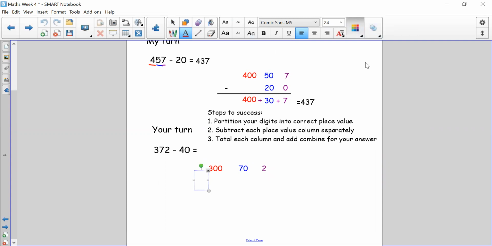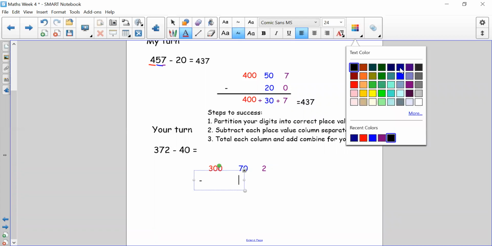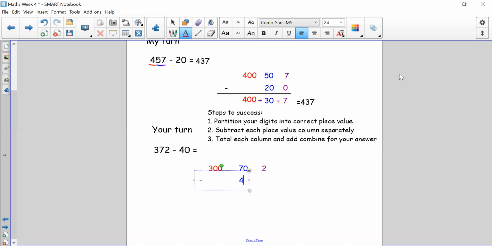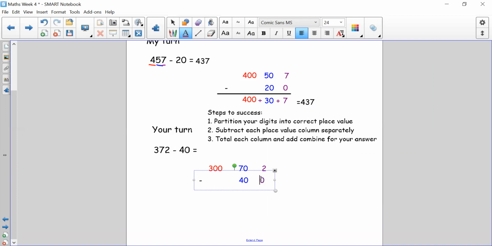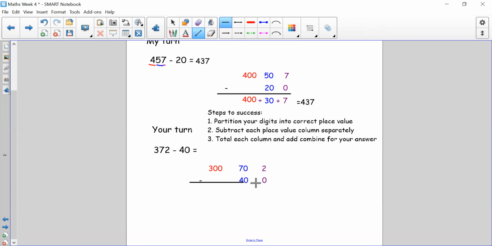I need to subtract, let's take away, I need to subtract 40. So I'm going to go to my tens column and type in there 40, making sure I keep my tens underneath each other. I don't have any ones to subtract this time, but I'm going to put a 0 in there because I like putting a 0 in there. Okay, so let us do our calculations.